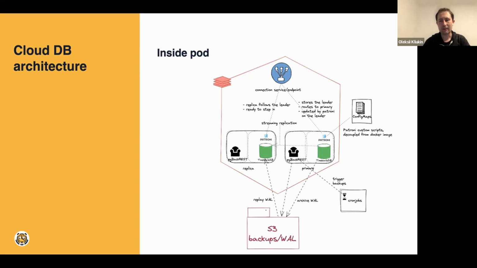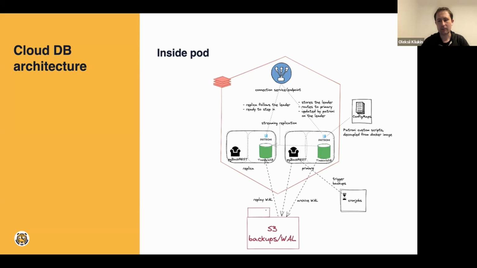In a sidecar, basically in another container, we run pgbackrest, Postgres backup and restore solution. pgbackrest is both creating backups of the running Postgres instance and is responsible for shipping WAL from the main container.